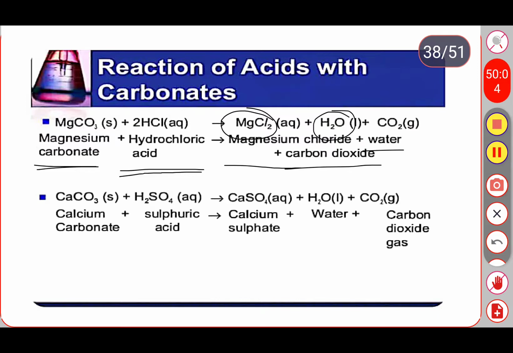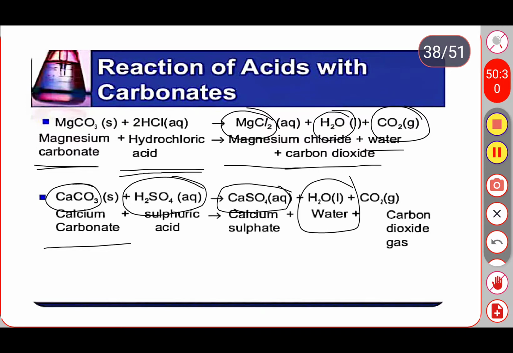When calcium carbonate is combined with sulfuric acid, that means H2SO4, it forms calcium sulfate, along with water and carbon dioxide. It means whenever the acid is combined with the carbonate, what does it always form? Salt, next one water and carbon dioxide.